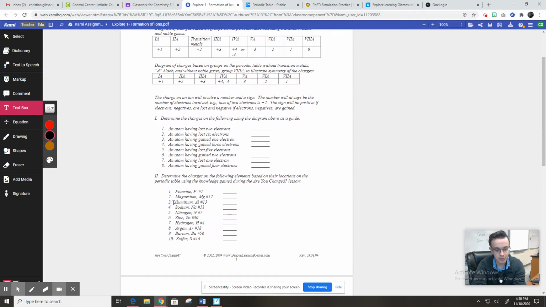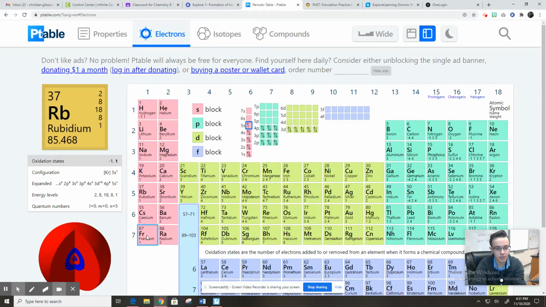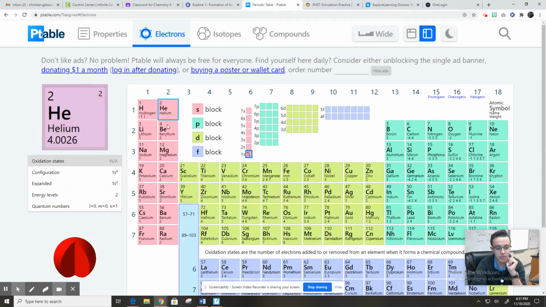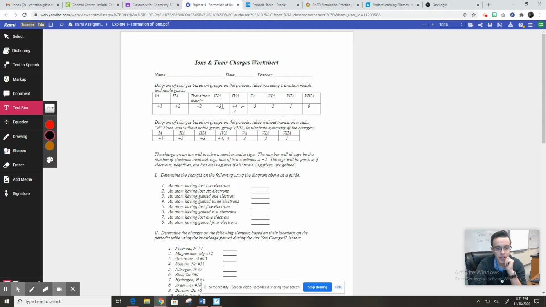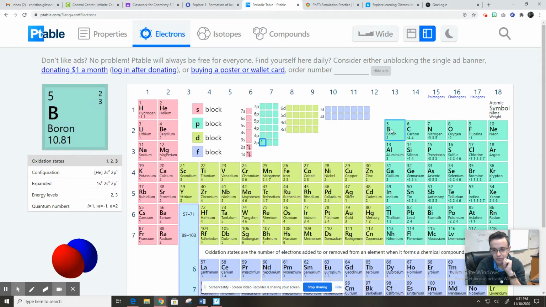If I were to give you an atom, like in activity number 2 down here, you can use the periodic table to determine its charge. If it is in group 1 or 1A, these are Roman numerals, okay? If it's in group 1A, which is right here, your alkali metals, it will always have a +1 charge, okay? If it is in group 2A, it's always going to have a +2 charge, okay? If it's in group 3A, it's always going to have a +3 charge.